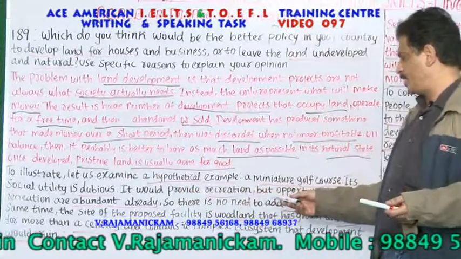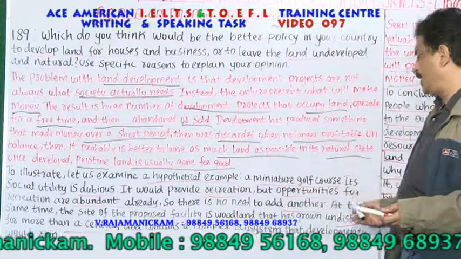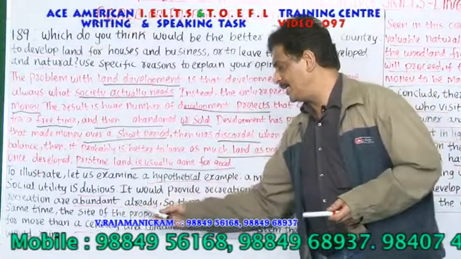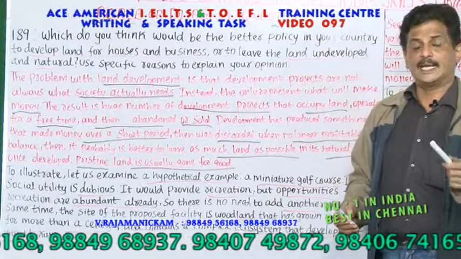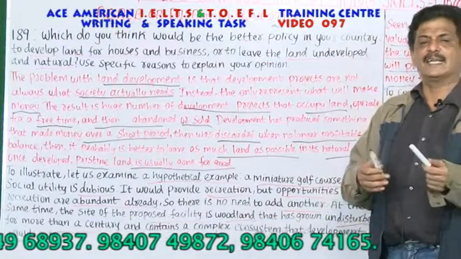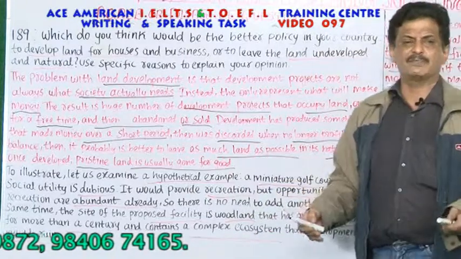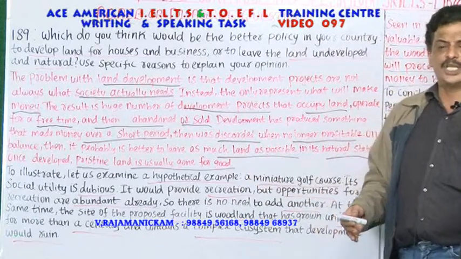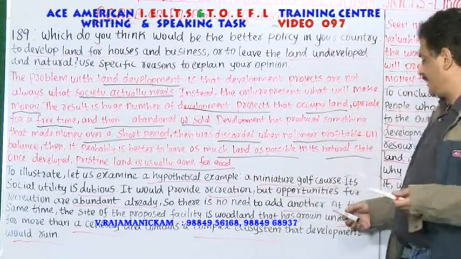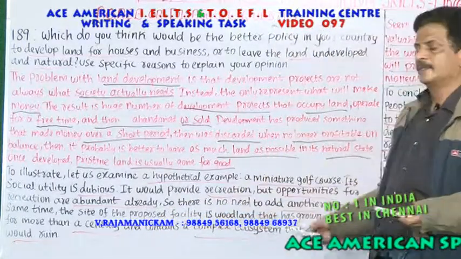It would provide recreation. அது ஒரு பொழுதுபோக்கு அம்சமாக இருக்கலாம். But opportunities for recreation are abundant already. அது பொழுதுபோக்கு அம்சமாக இருக்கலாம் அந்த கால்ஃப் விளையாட்டு, ஆனால் ஏற்கனவே பொழுதுபோக்கு அம்சங்கள் நிறைய இருக்கிறது. So there is no need to add another. இன்னொரு பொழுதுபோக்கு அம்சமாக ஒரு 500 ஏக்கர் நிலத்தை வெட்டி அது கால்ஃப் விளையாட்டு மையமாக மாற்றி இன்னொரு பொழுதுபோக்கு தேவை கிடையாது. At the same time the site of the proposed facility is woodland.